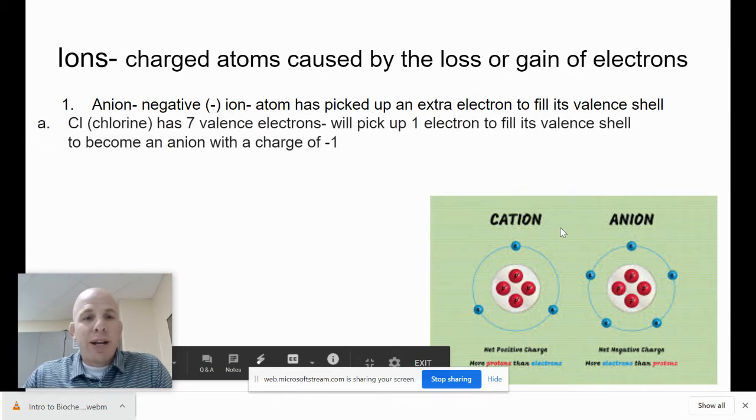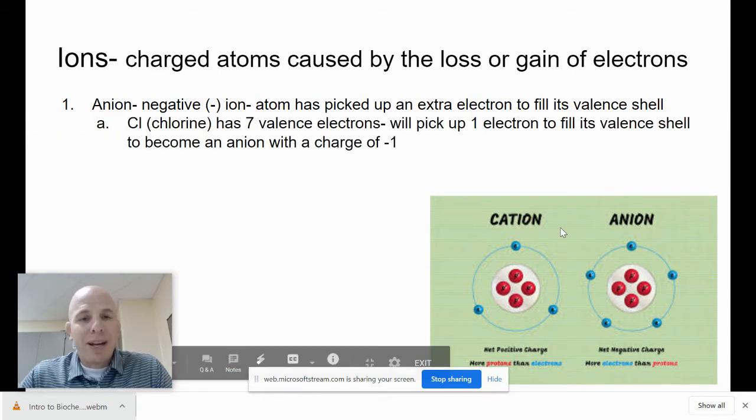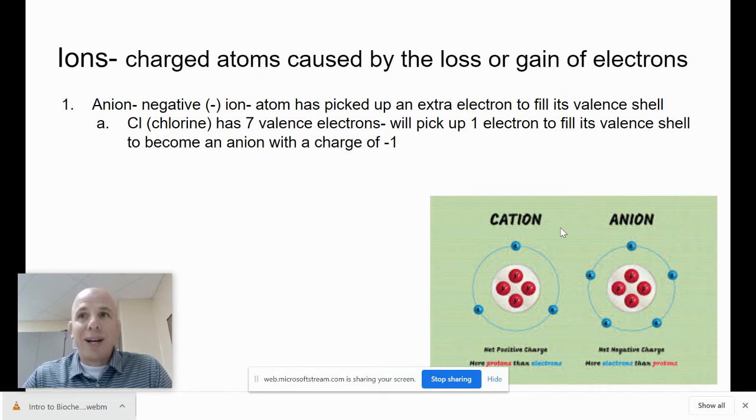Okay. Great example of that, chlorine. Chlorine has 7 valence electrons. Now, what is a valence electron? A valence electron is the electrons in the outer shell. And in physical science, you learn that atoms want to have 8 valence electrons to become stable. All right. So what they'll do is they'll go pick one up or they'll get rid of one to become stable and fill that outer shell.